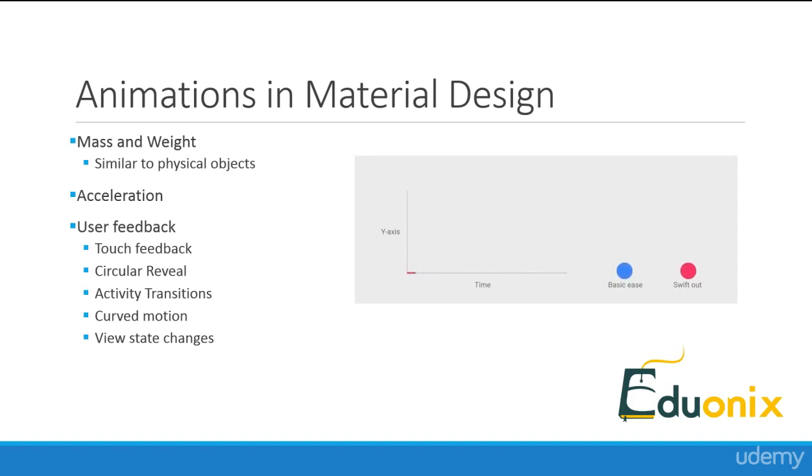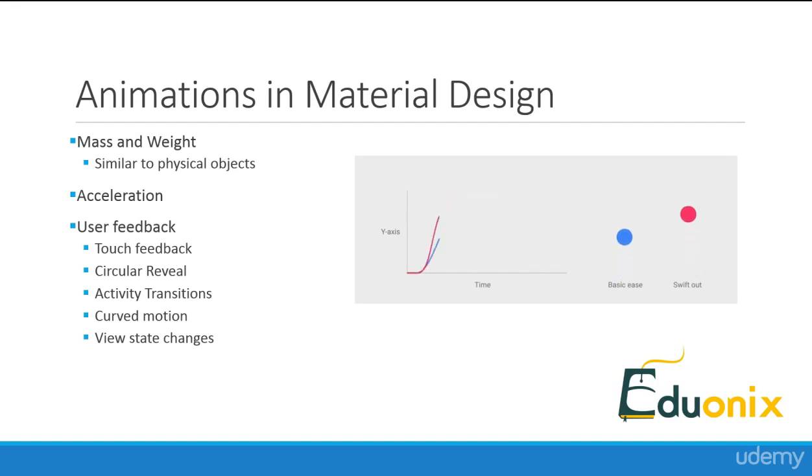Animations in material design give users feedback on their actions and provide visual continuity as users interact with your app. The material theme provides some default animation for buttons and activity transitions, and Android 5.0 API level 21 and above lets you customize these animations and create new ones.